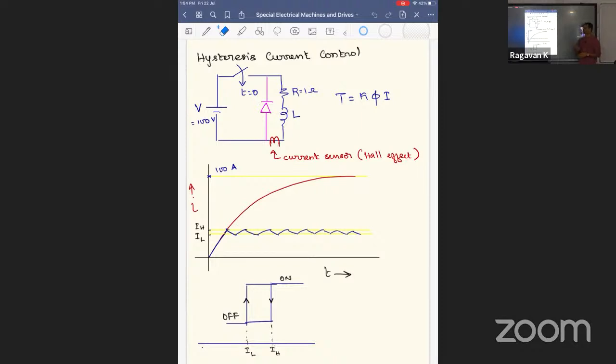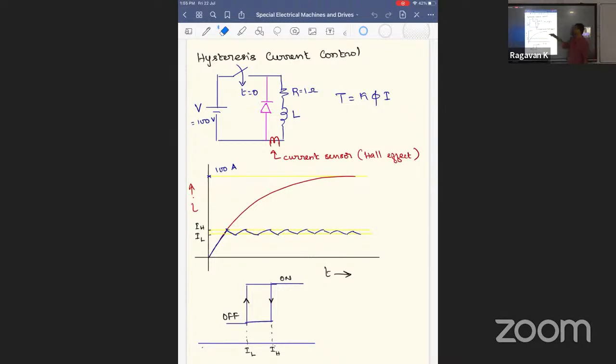I may take a few more minutes, 2-3 minutes. So if I have a winding, this is the representation of the winding. I'm not including the dynamically induced EMF, the back EMF. First, I'm explaining the concept. So if I have a winding and a switch, a semiconductor device, and if the switch is closed and kept in the closed position forever, then the current will rise like this. And finally, the current will become V by R.